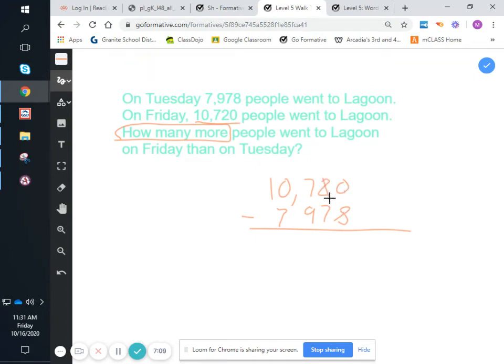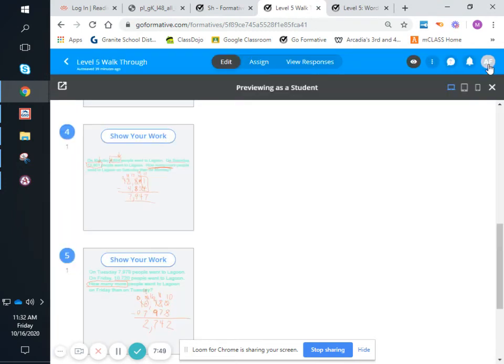0 take away 8, I can't do. 10 take away 8 would be 2. 1 take away 7, I can't do. Okay, and then 10 plus 1 would be 11. 11 take away 7 would be 4. 6 take away 9. Oh my gosh, I have to regroup so many times because this number is bigger down here. So I've got to borrow. Oh, there's nothing to borrow from here. I'm going to have to move this guy. Okay, move one from here to here. 16 take away 9 would be 7. 9 take away 7 would be 2. And 0 take away nothing would be 0. So the answer would be 2,742. Woo!